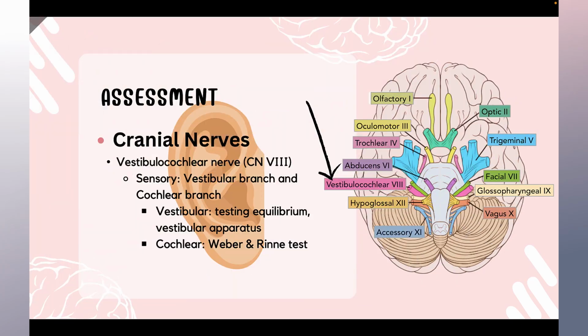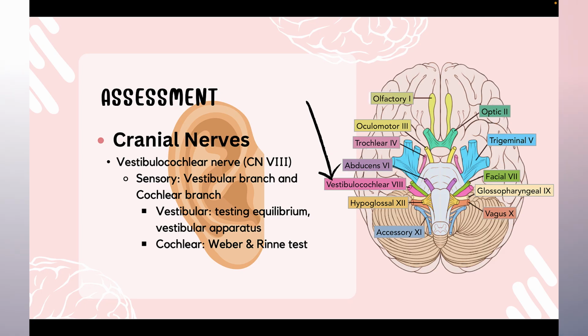And then the next nerve is cranial nerve 8, which is known as the vestibulocochlear nerve. There are kind of two components to it. There's the vestibular branch and the cochlear branch. The vestibular branch has to do with balance. Typically, it is not tested unless somebody is complaining of dizziness, vertigo, any sort of issues with their balance.